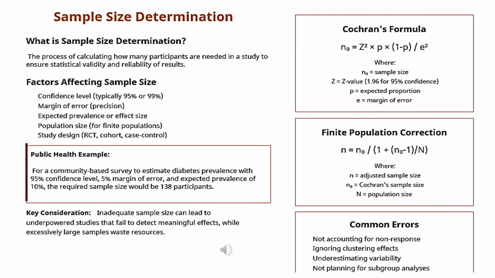N naught equals z squared times p times (1 minus p) all over e squared, where n naught is your sample size, z is the z value. Usually we use the 95% confidence interval, and usually it is 1.96. Then p is the expected proportion of a particular disease within the study location. Then e is our margin of error.